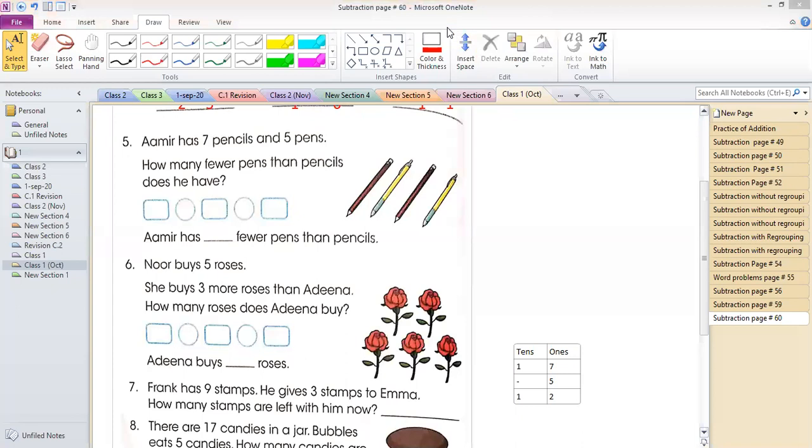Coming to question number 5, guys. Hamad, there is a question. Amir has 7 pencils and 5 pens. How many fewer pens than pencils does he have? Can you tell me the answer? 7 minus 5 equals 2. Very good. Okay, let me ask one more student.